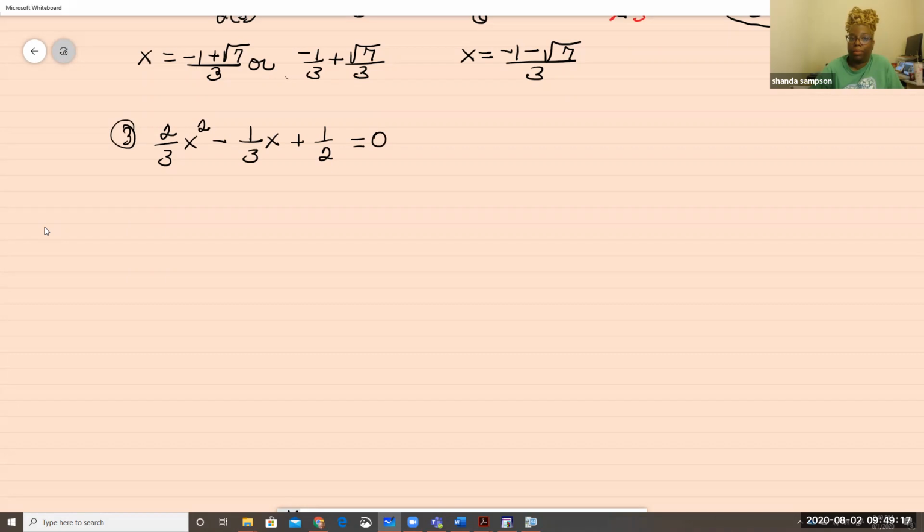Well, you could work this way. You could say a equals 2/3, b equals negative 1/3, and c equals 1/2. But then you have to put it in your x equals negative b plus or minus square root b squared minus 4ac all over 2a. And then you will have a whole bunch of fractions. But what we've learned about fractions is that we don't like them and we don't want to use them. So what we might do is find the LCM. So the LCM between these is 6, all right?